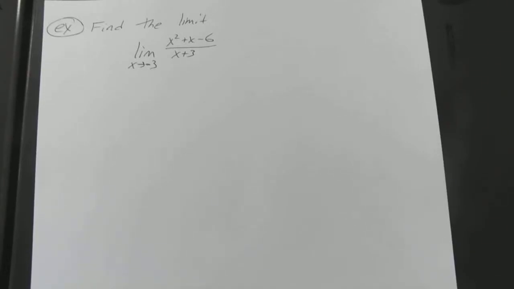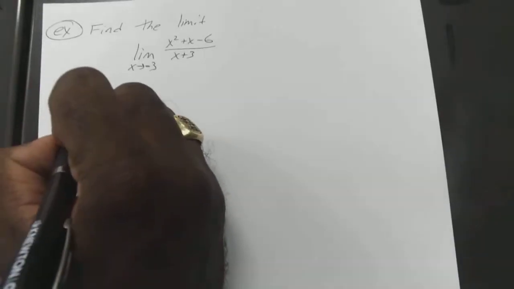So here you can't just plug in -3 because it would give you a denominator of 0. But all you have to do really is factor the numerator: x plus 3, x minus 2. So the limit as x approaches -3 of x squared plus x minus 6 over x plus 3 will just become the limit as x approaches -3 of x plus 3 times x minus 2 over x plus 3.